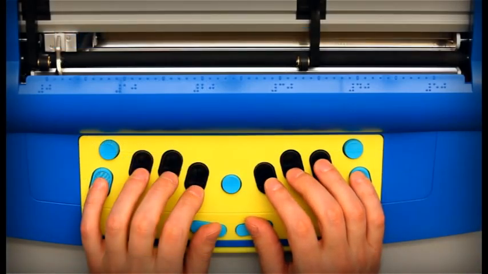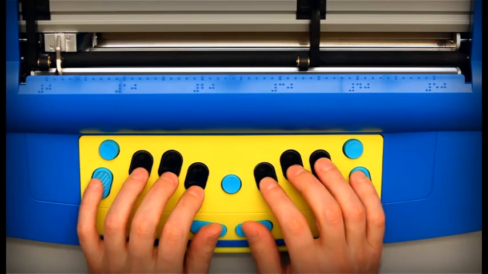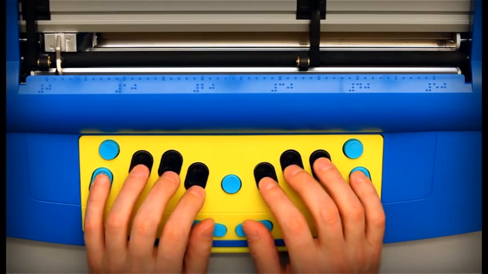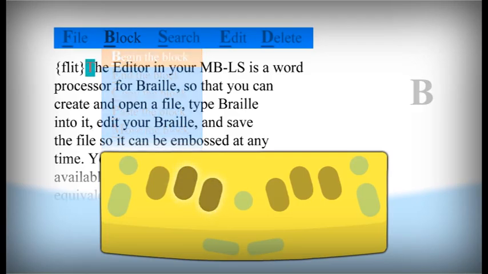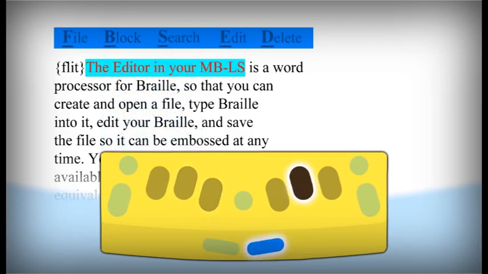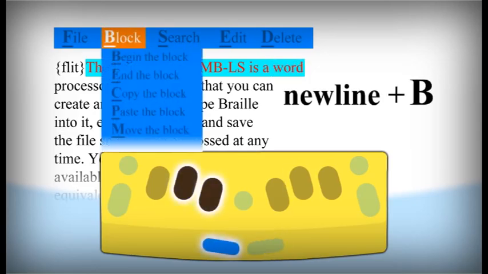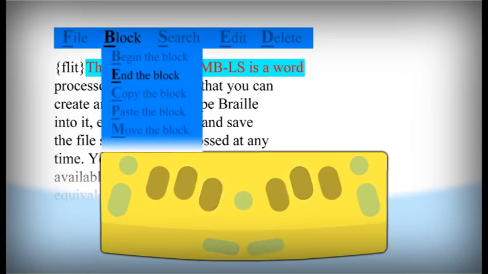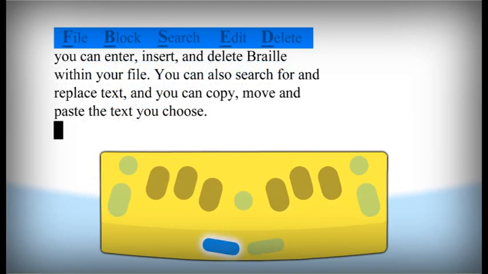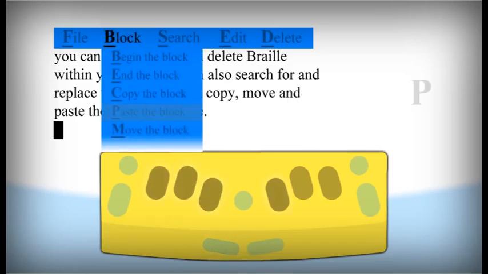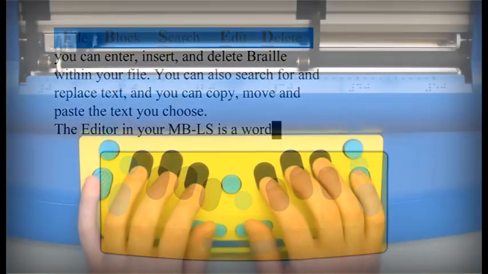When you need to copy or move blocks of text, use the block menu with its select, copy, and move options. Begin with opening the menu by pressing new line B and selecting B to begin the text block. When you have finished selecting text, go to the block menu again to copy your selection. Having found the right spot, paste the block of text held in the clipboard. Remember, every time you want a block command, you need to enter the block menu.